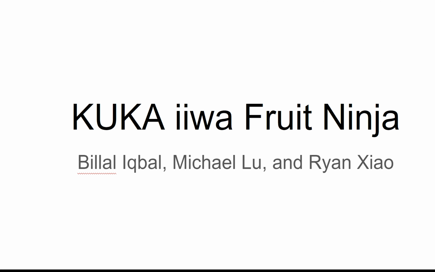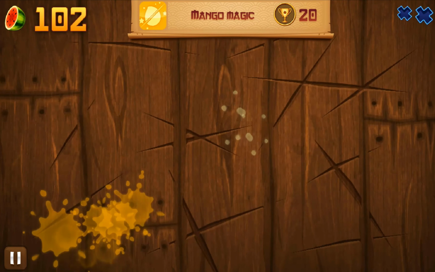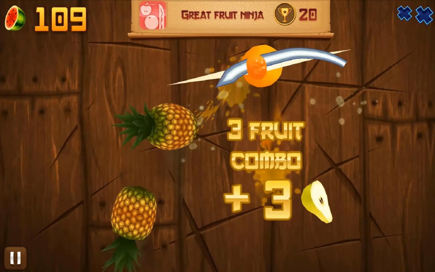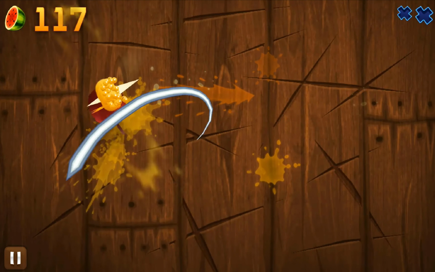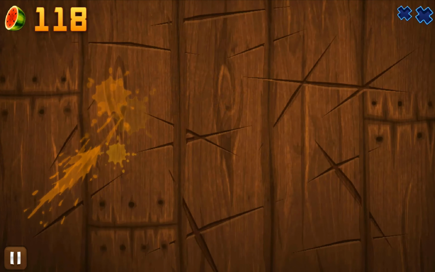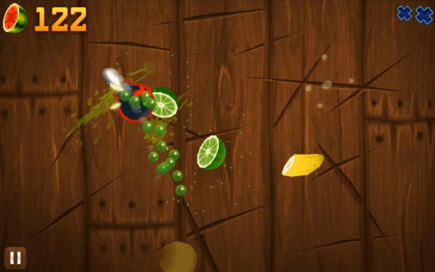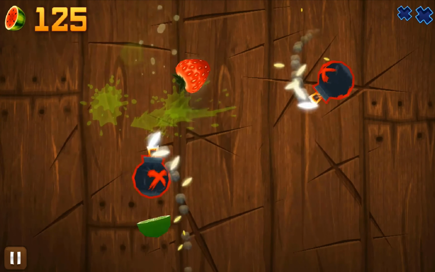Behold, a KUKA iiwa Fruit Ninja. Our project was inspired by the very popular game Fruit Ninja, bringing back plenty of nostalgia for us avid mobile gamers. However, what is often lost in history is its roots in the famous Fruit Ninja labor guilds in Osaka.